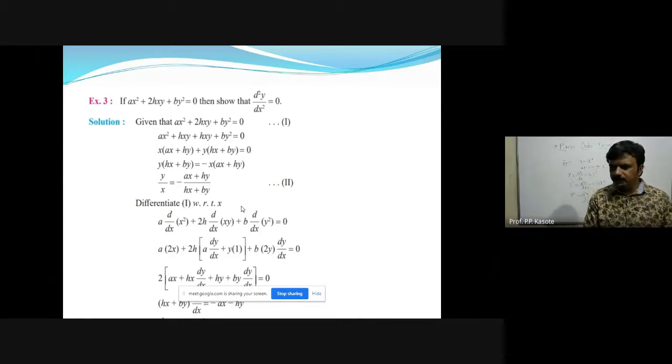Now you can observe here, ax square plus 2hxy plus by square equals to 0. Second degree homogeneous equation is given to us, and we are asked to show that its second derivative is 0. Okay, so you can observe that we can consider this equation, second degree homogeneous equation, as an implicit function, because we can see x and y are together.